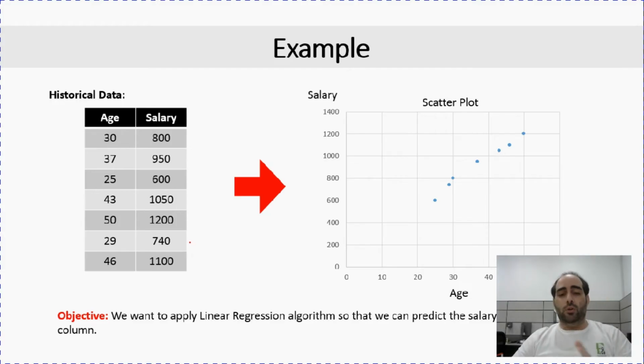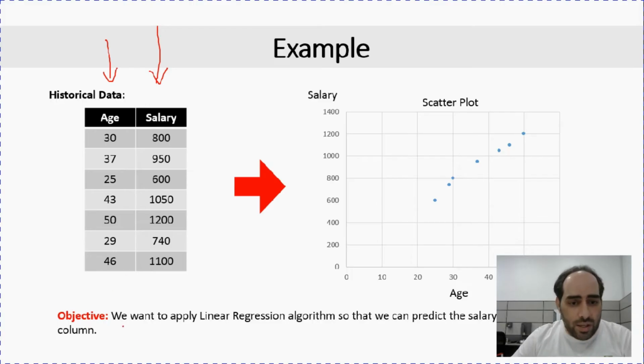Now let us go to the numerical example. Here, what do we have? We have the same data, or the same problem we were talking about, predicting the salary in terms of age, right? So what is our objective here? We want to apply the linear regression algorithm so that we can predict the salary in terms of age, correct? What we have here is the historical data.